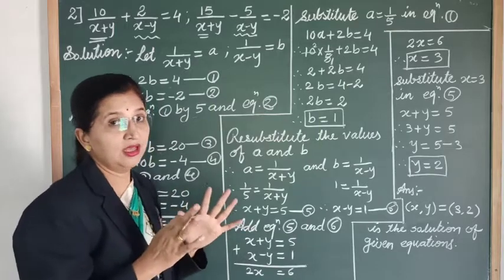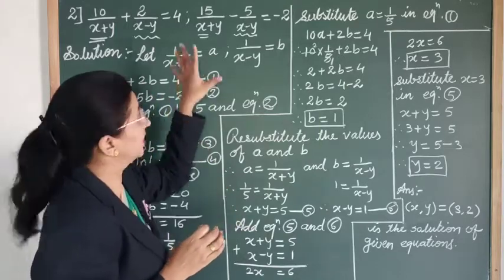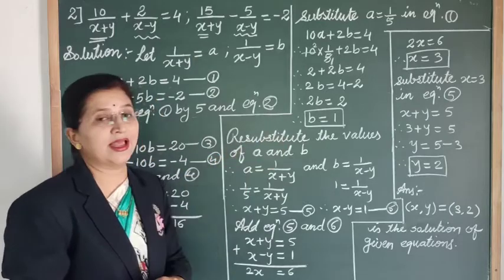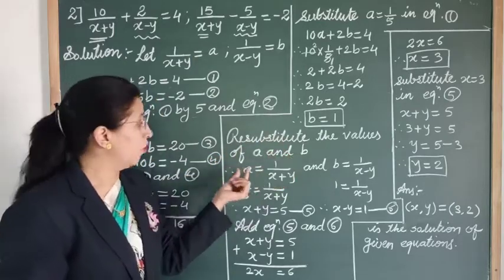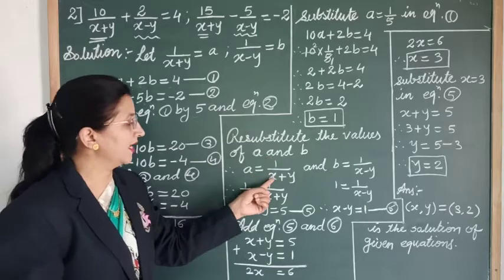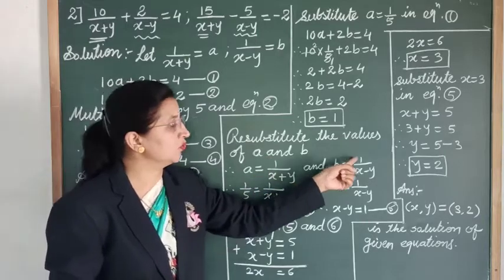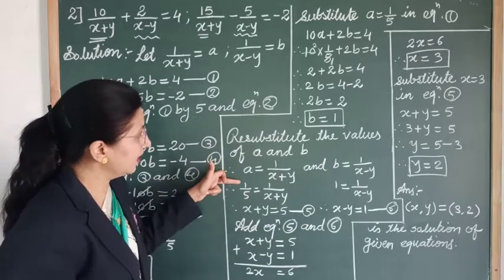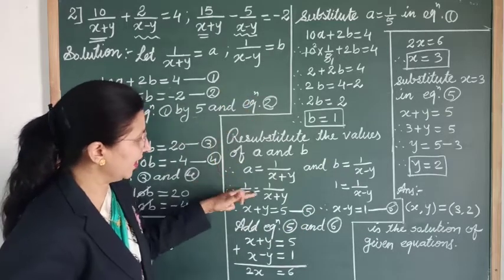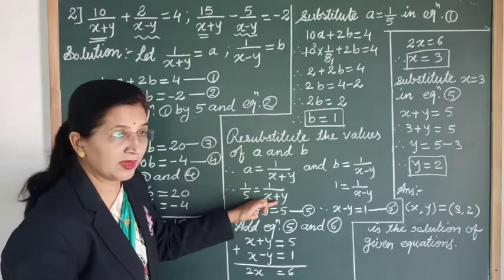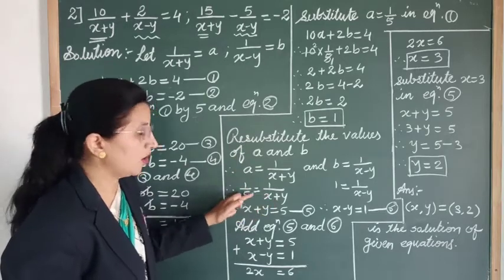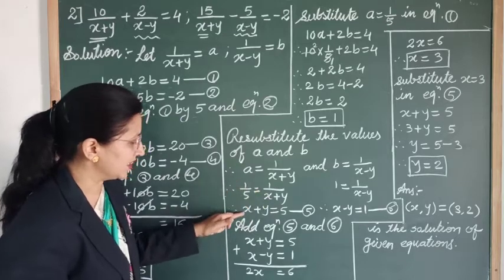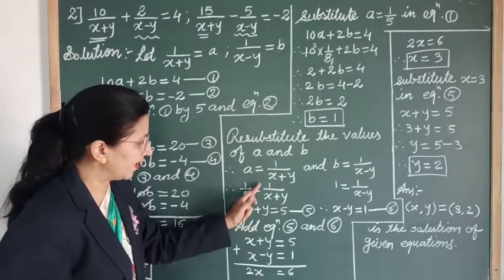So these are not the real variables which are given in the equations. Okay, so resubstitute the values of a and b. What is our a? 1 upon x plus y, and b is 1 upon x minus y. So let's put the value of a and b. A, that is 1 upon 5, is equal to 1 upon x plus y. Let's take the cross multiplication. So we'll get x plus y into 1, that is x plus y, is equal to 5.